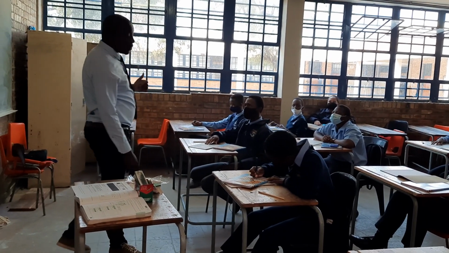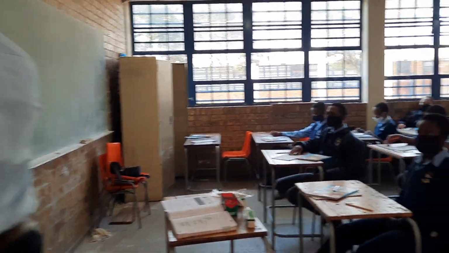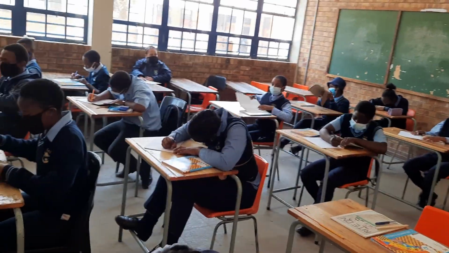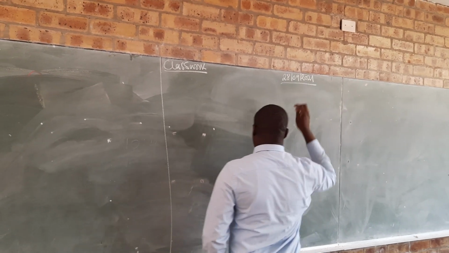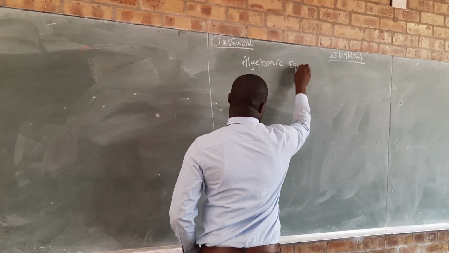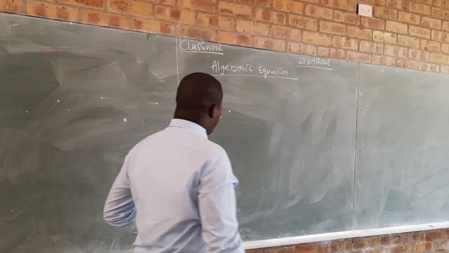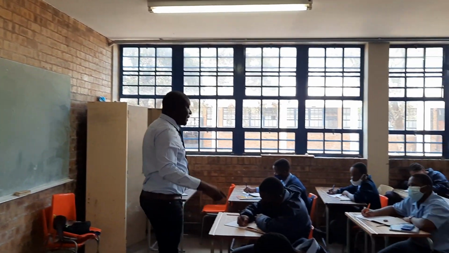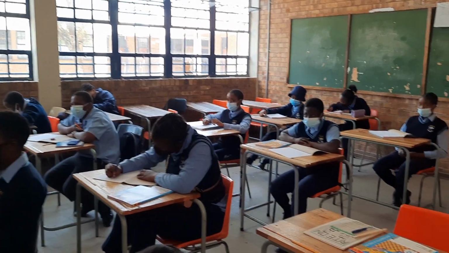You remember last time we spoke about the geometry of straight lines and transformation geometry. So today, we're going to focus on algebraic expressions, which are very easy. As classwork, let's write the date, 28/09/2021, and algebraic equation, because what we're going to do today is a combination of algebraic expressions and algebraic equations. So we must be able to differentiate between an expression and an equation.